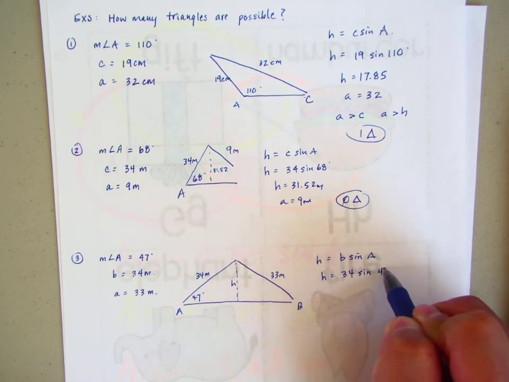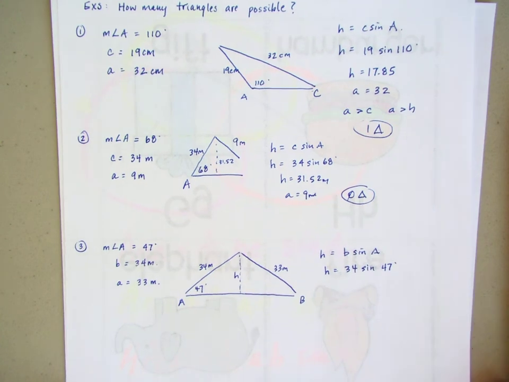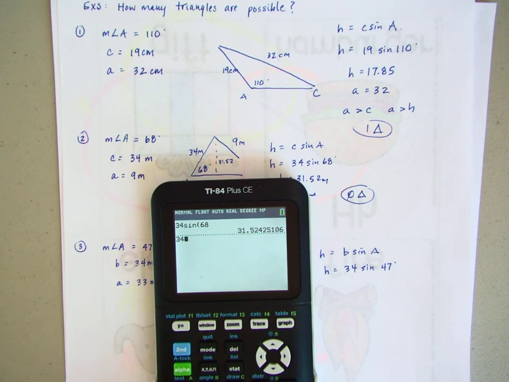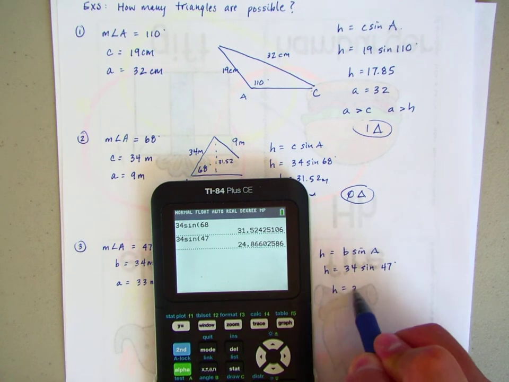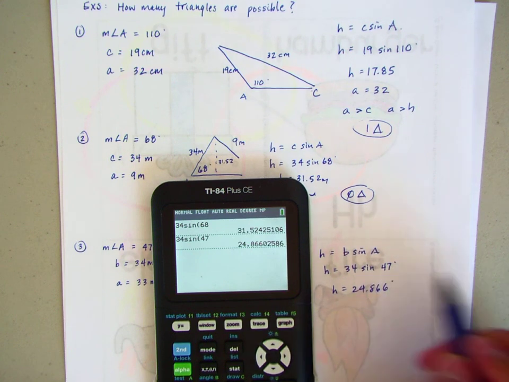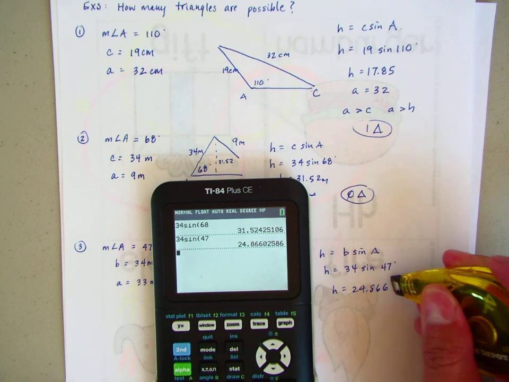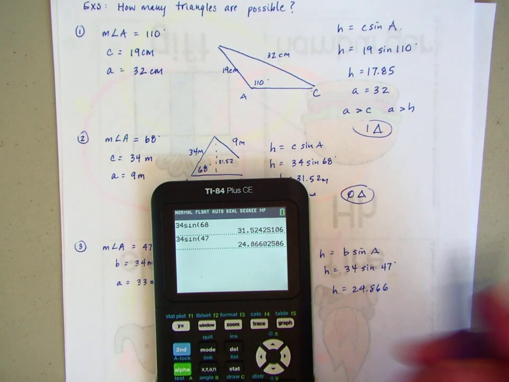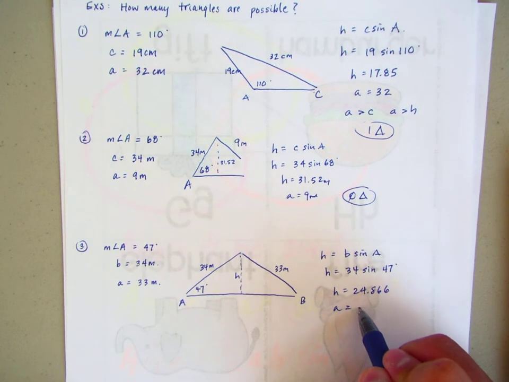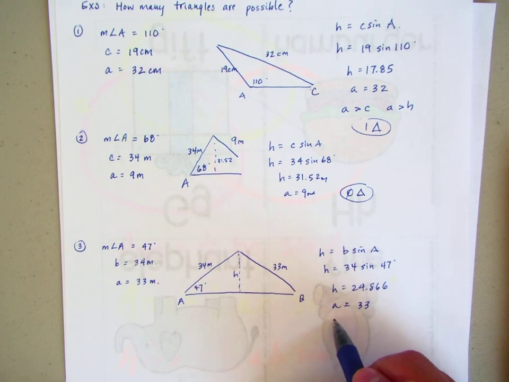All right, let's see where this takes us here. 34 times the sine of 47. All right, so we get h equals 24.866. Oops, not degrees, I'm sorry. Height, that's a distance, a length. But we knew a, right? A was given to us as 33. Okay, and important for this comparison, b is 34.